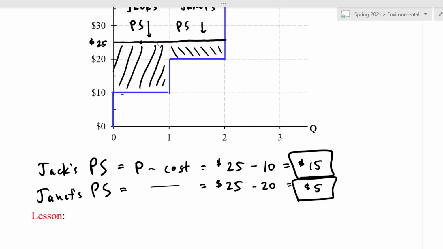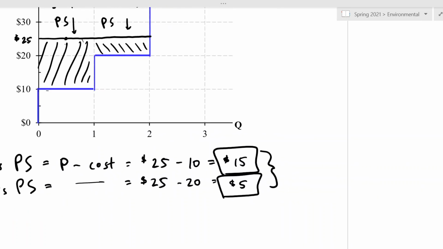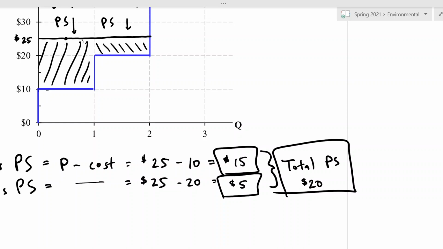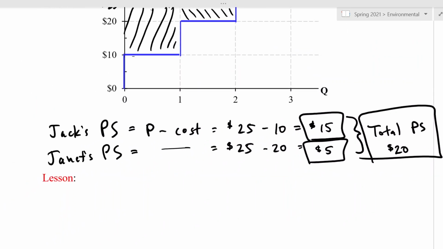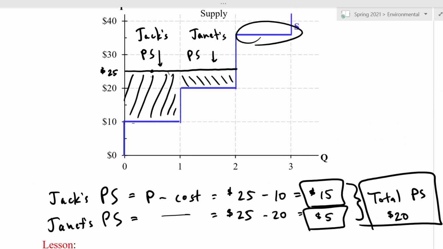So she has a surplus of 5. Total producer surplus is $20. Okay, so simple addition of everybody who gets surplus. Chris receives no surplus because he's not in the market.